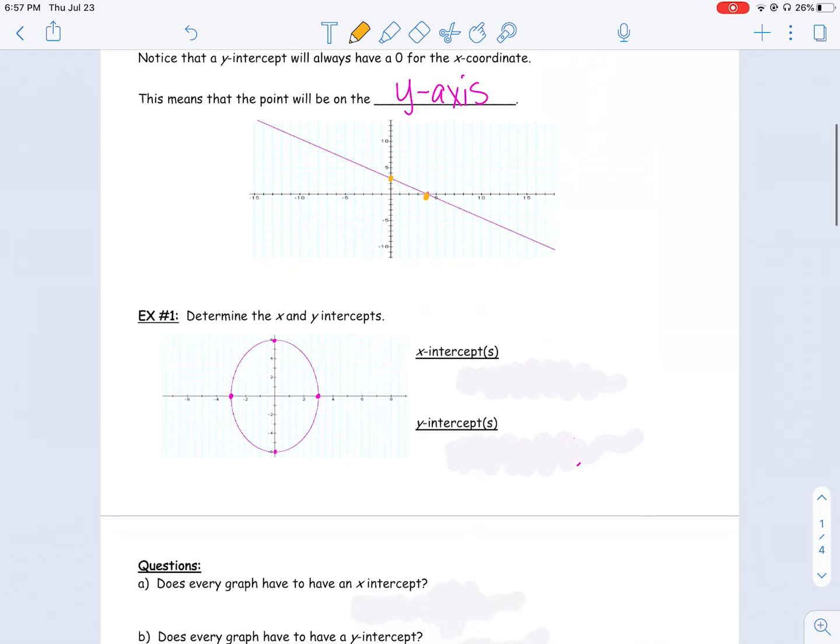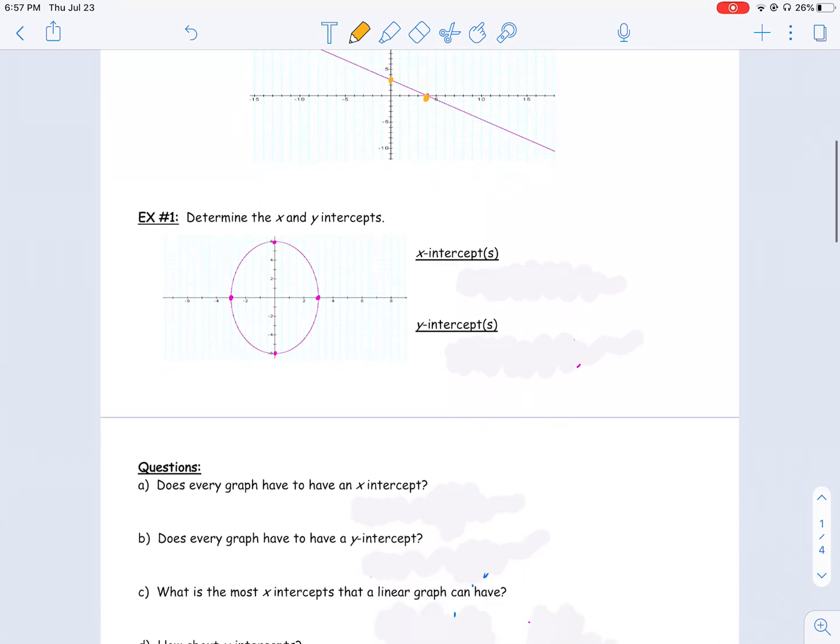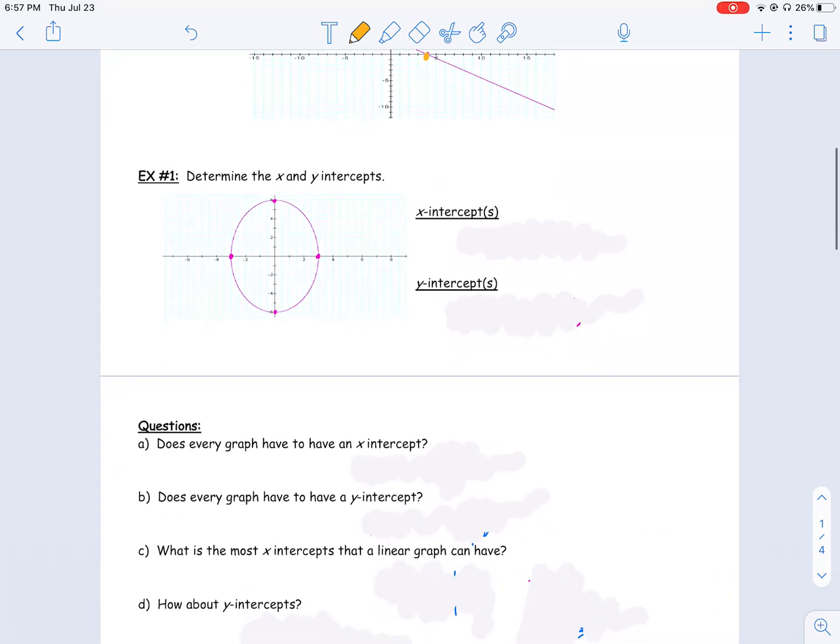So if I give you a picture, could you determine the x and the y-intercepts? Well, you notice this is not a linear graph anymore. This looks like kind of an oval-shaped graph, right? But doesn't it intersect the x-axis and the y-axis, have an x-intercept and a y-intercept? Well, it actually has two of each, right? I have x-intercepts here, and I have y-intercepts here.